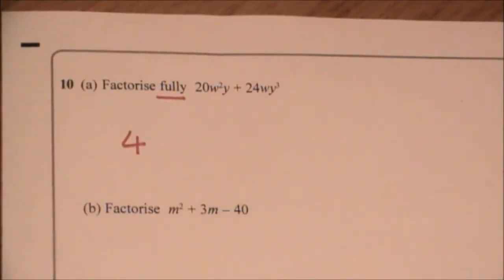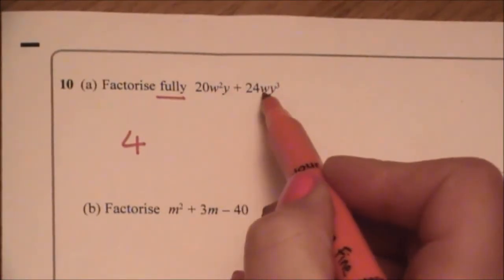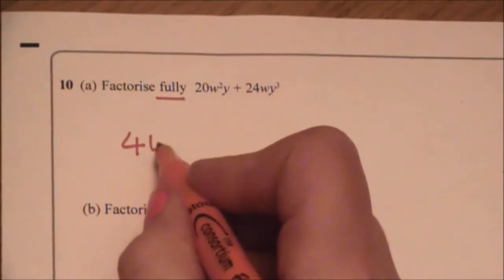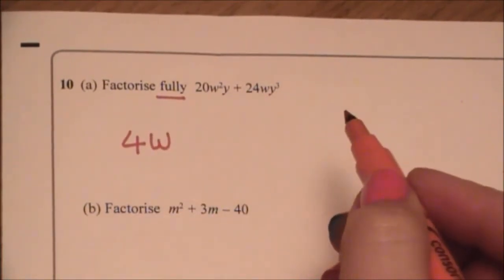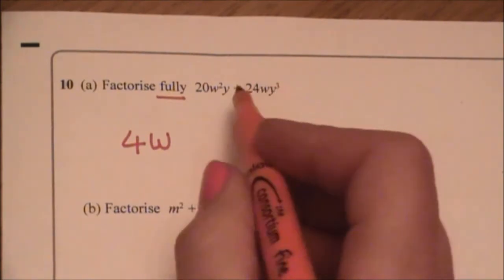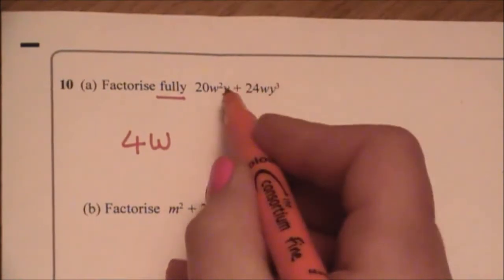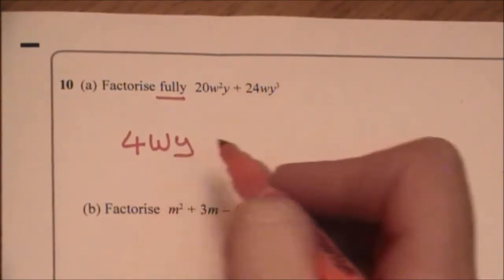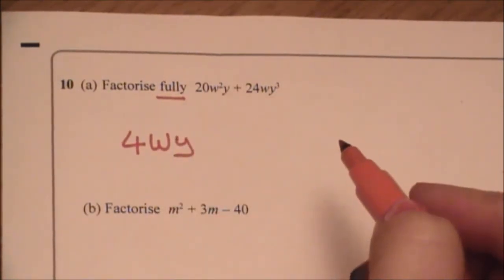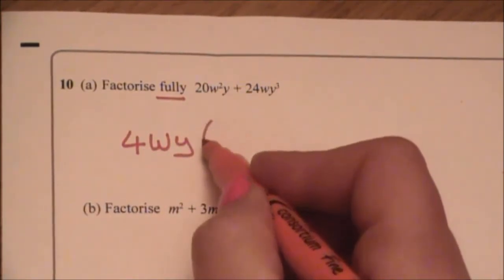It's 4. Now I'm looking at my w's. I've got w squared there and a w there. So I've only got one lot of w that's going to go into those because I can't get any bigger in there. Now I'm looking at my y's. I've got a y there and a y cubed there. Because there's only one y here, I can only have one y as a common factor. So I've got 4wy on the outside.